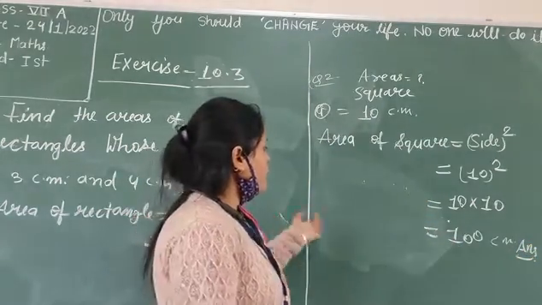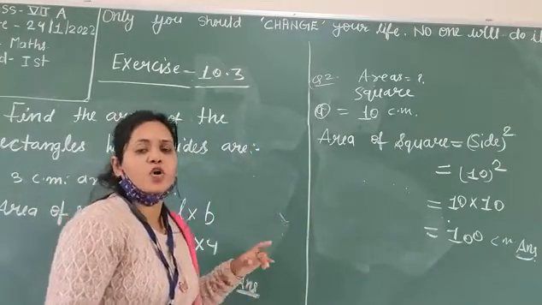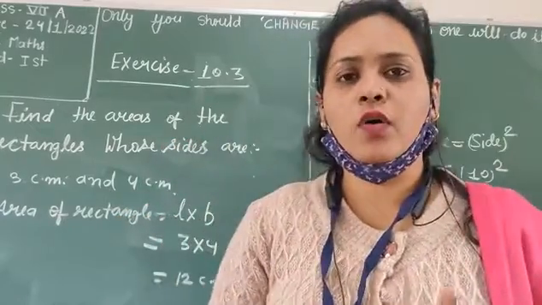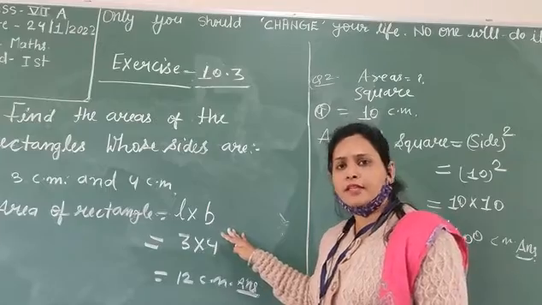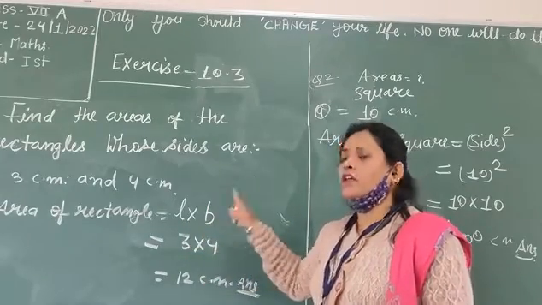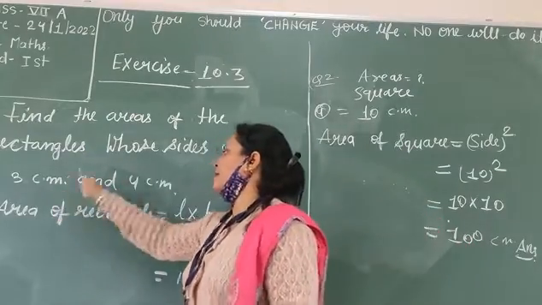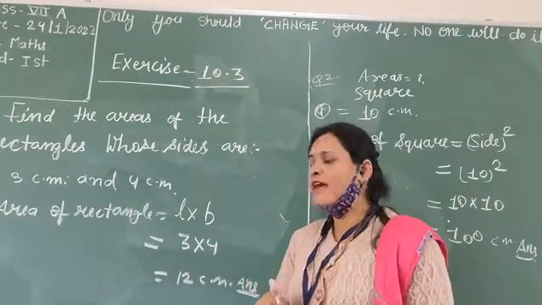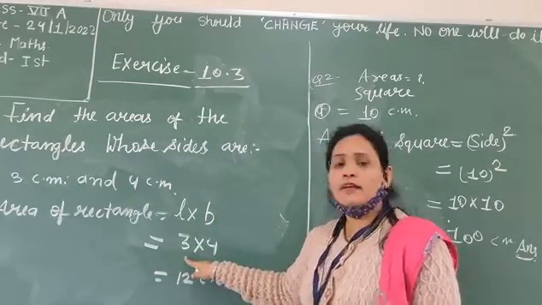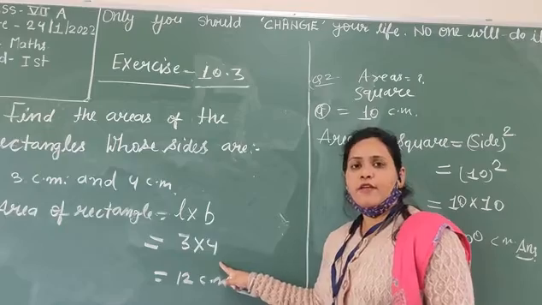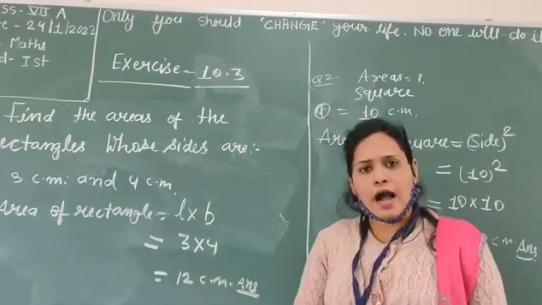Clear? First question: in this question we have to find the area of a rectangular shape. So the formula is length into breadth. Length and breadth are given in the question as 3 cm and 4 cm. So we put the values: length is 3 cm and breadth is 4 cm. So 3 fours are 12 cm, it will be the answer.